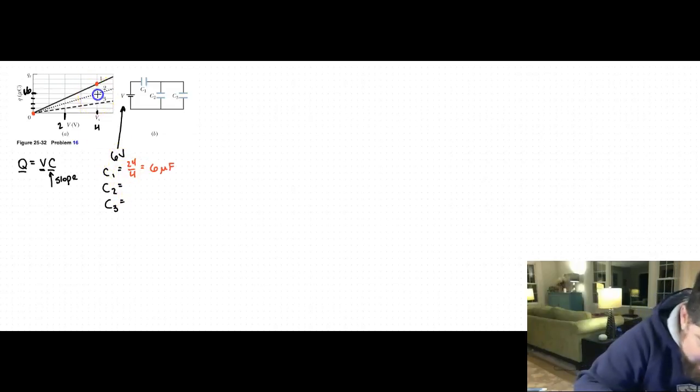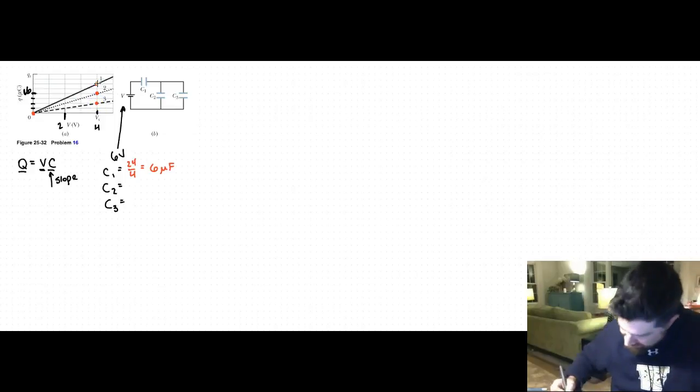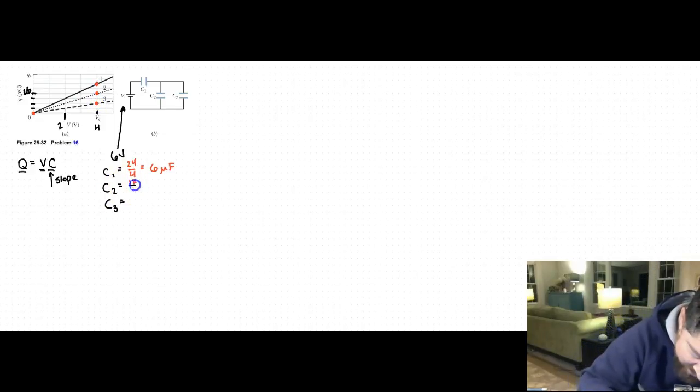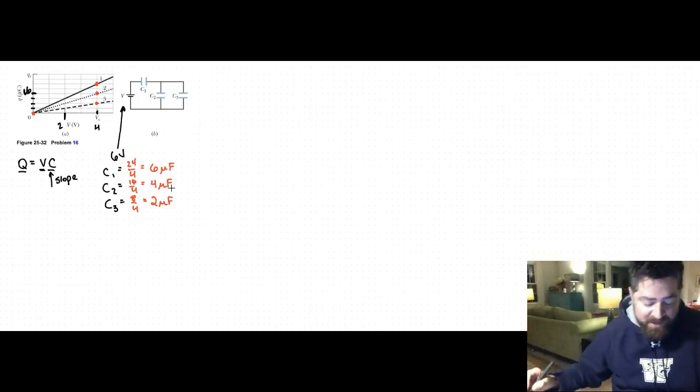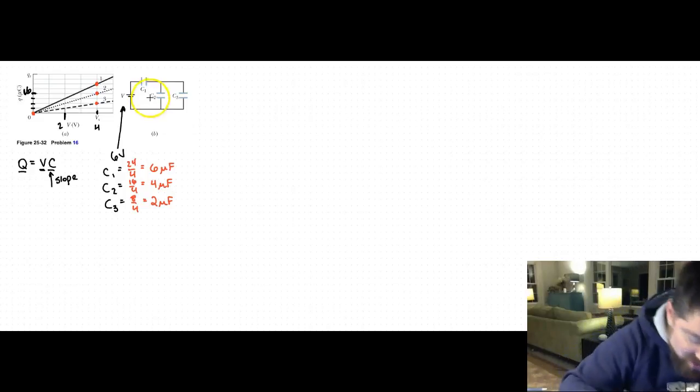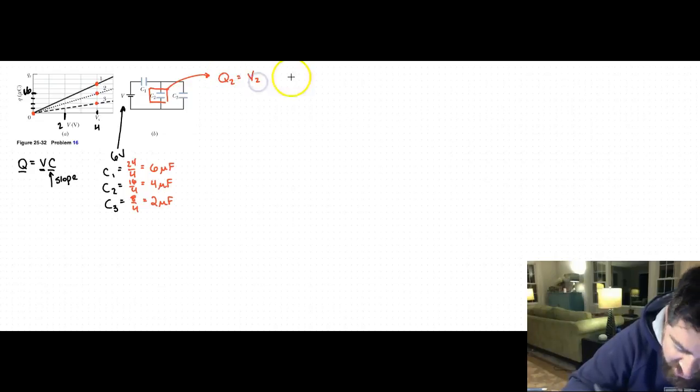I'm going to use the same method to identify that point and that point right there, and I get 16 over 4, or 4 microfarads, and then finally I get 8 over 4 for 2 microfarads for capacitor 3. I'm trying to figure out the charge stored on capacitor 2, and the charge stored on capacitor 2 is just going to be the voltage across capacitor 2 times its capacitance.